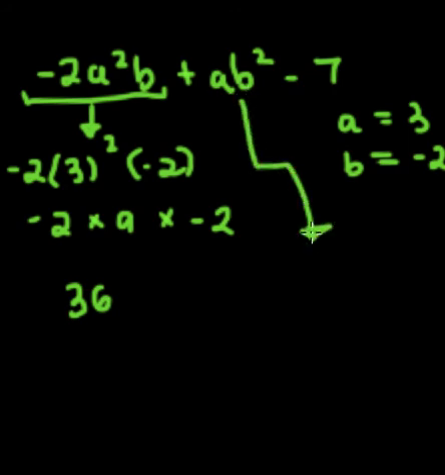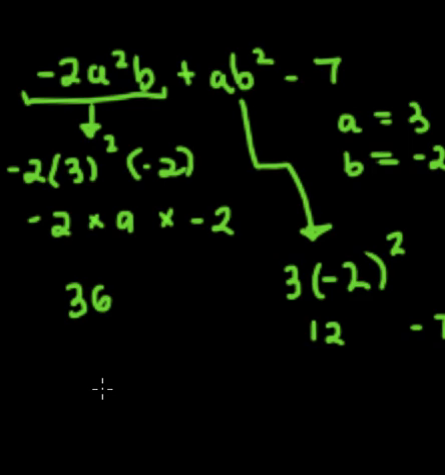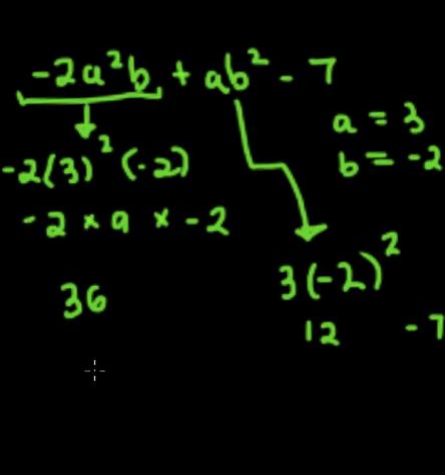And then we have a times b squared, so that's 3 times (-2) squared. -2 squared gives me 4, so 3 times 4 is 12. And then I have the -7. My final step is to add them all up together. So 36 plus 12 minus 7, and that should give me 41.